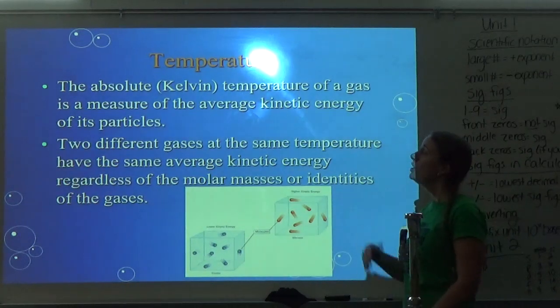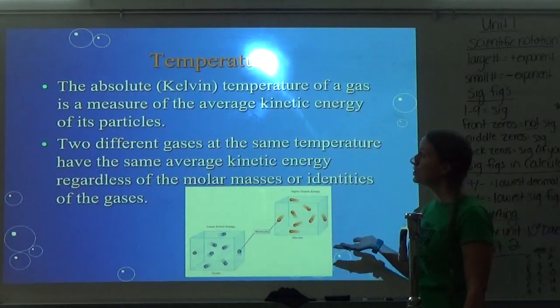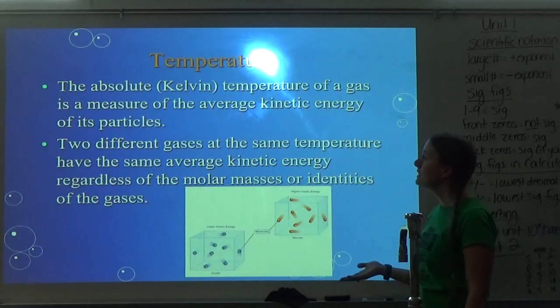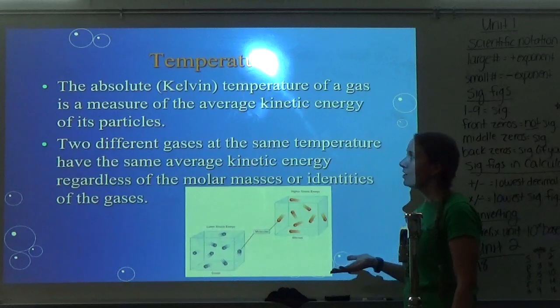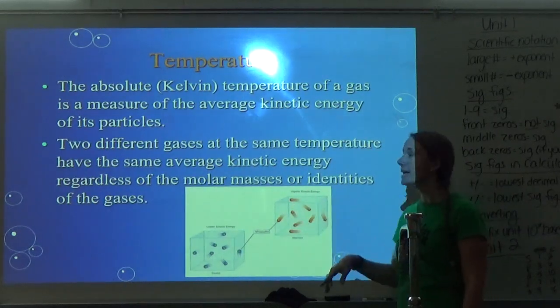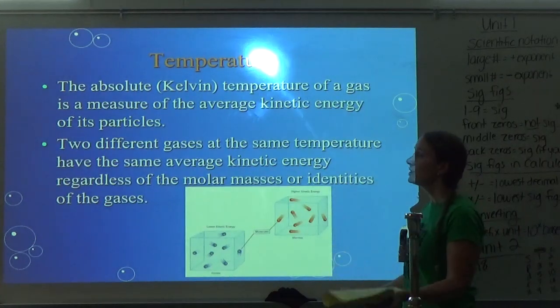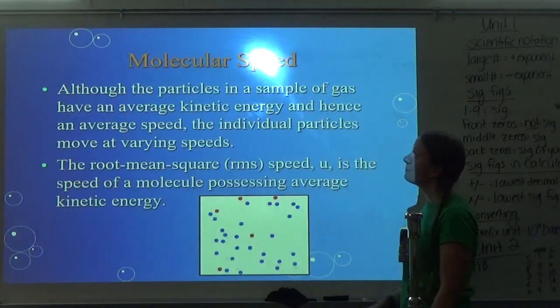The absolute or Kelvin temperature of a gas is the measure of the average kinetic energy of its particles. Two different gases at the same temperature have the same average kinetic energy, regardless of the molar masses or identities of the gas. Okay, so two different gases, same temperature, same average kinetic energy, because temperature is just a measure of average kinetic energy.